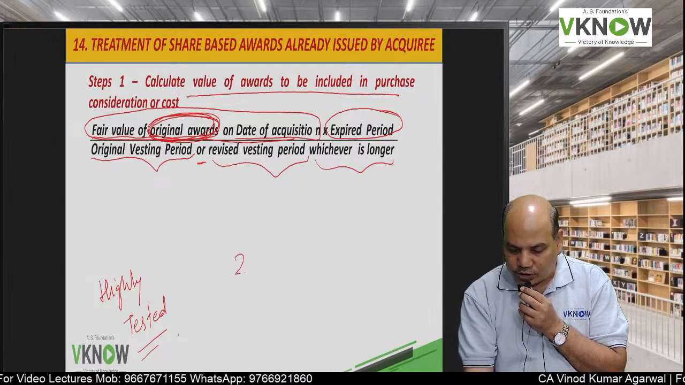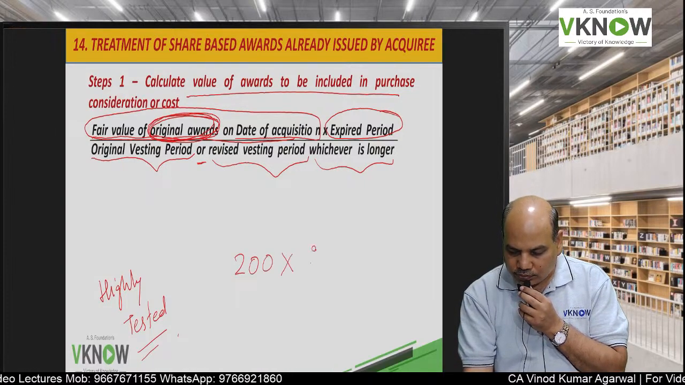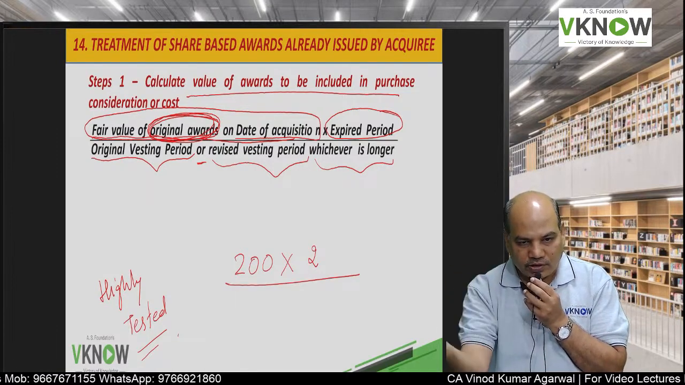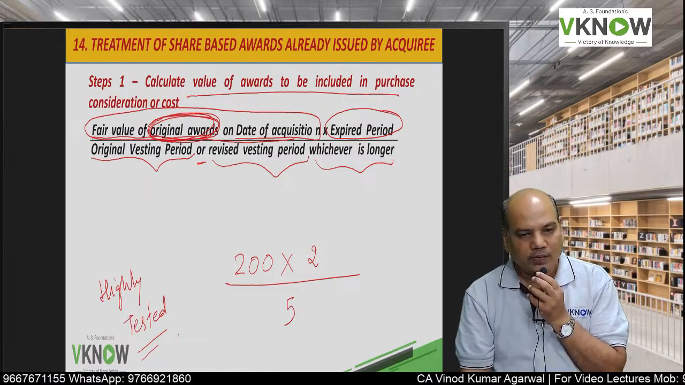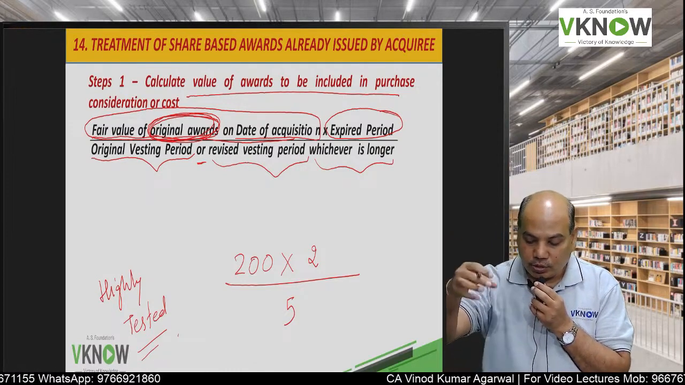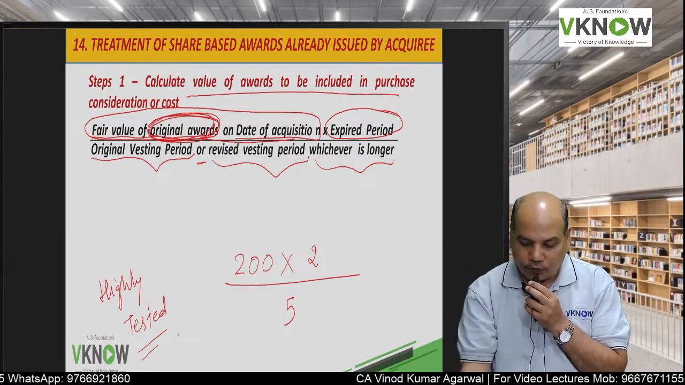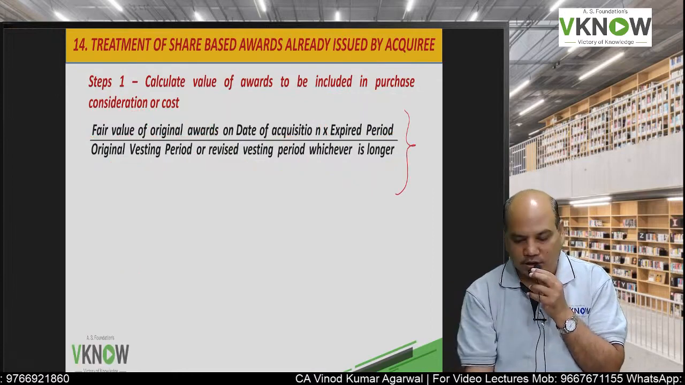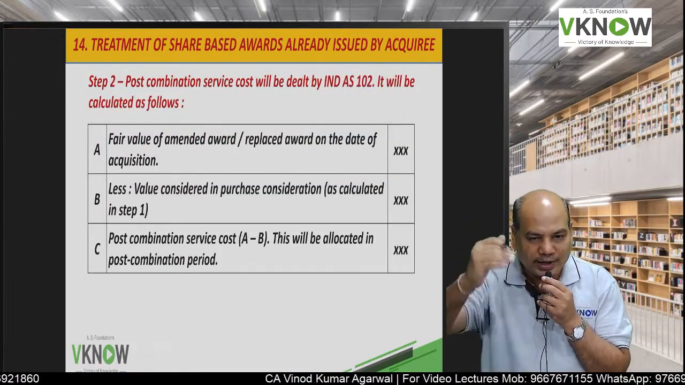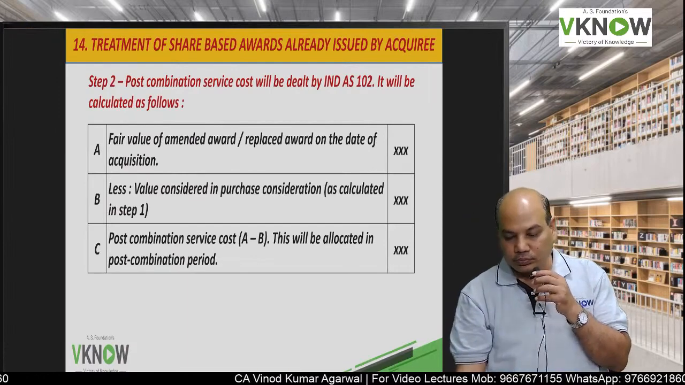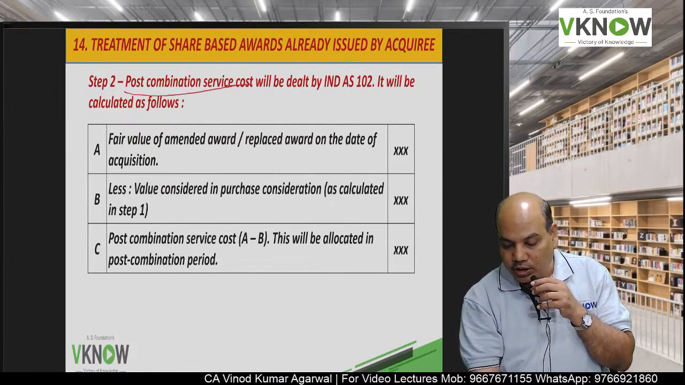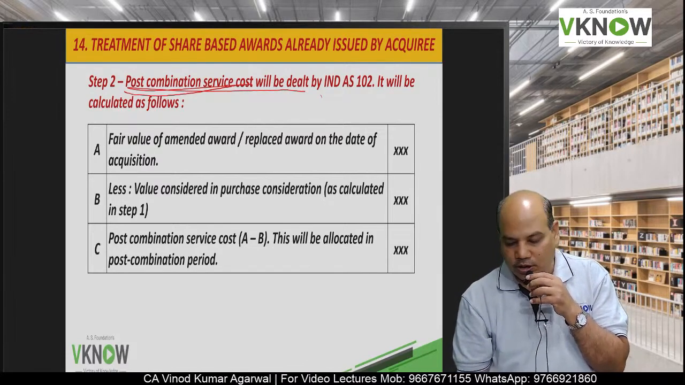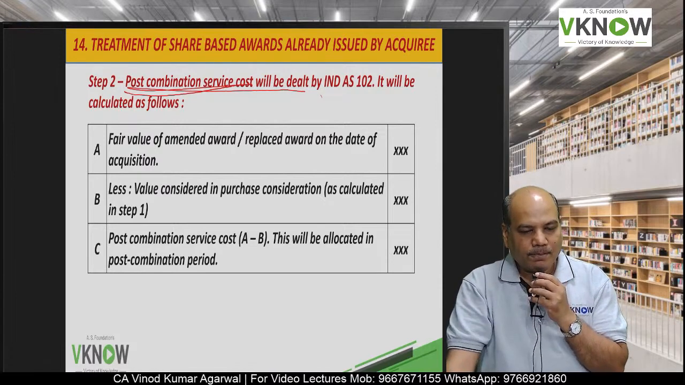So fair value of original award, suppose 200, period expired 2, original vesting period was 4, but the revised vesting period is 5, so I will divide by 5. But if original vesting period is 4, revised is 3, I will take 4. So this amount will be forming part of purchase consideration, which I had shown you in a table, share-based payment award. But if some more years of services are yet to be rendered, then there will be post-combination service cost.